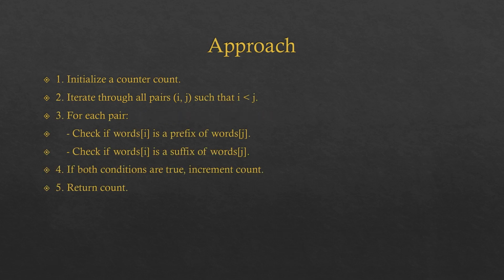Now that we understand the problem, let's think about the approach. We initialize a counter, then we loop through all pairs of words in the list. For each pair, we check if the first word is a prefix and a suffix of the second word. If both conditions are satisfied, we increment our counter. At the end, we simply return the final count.